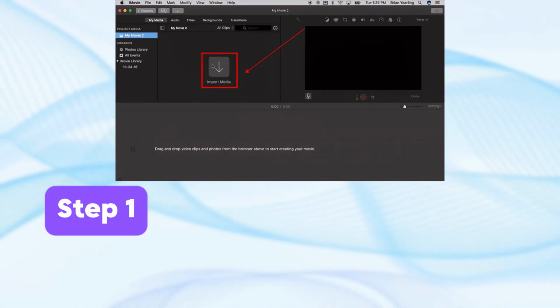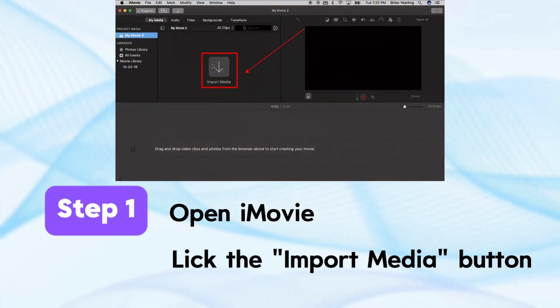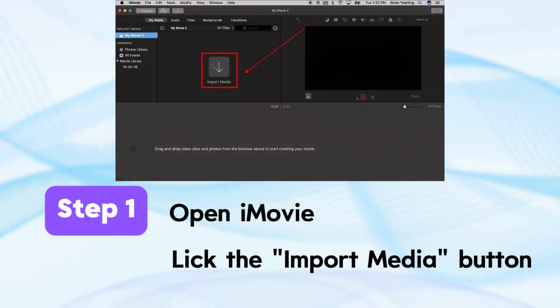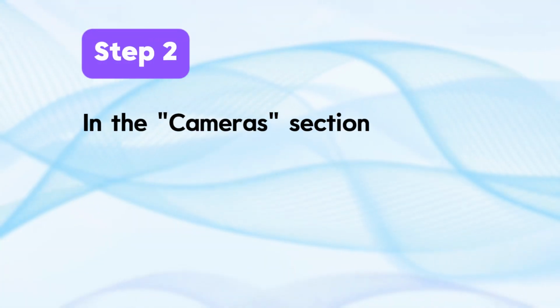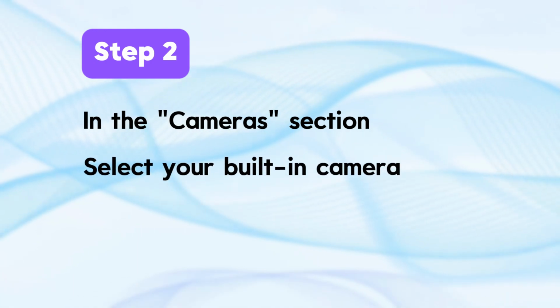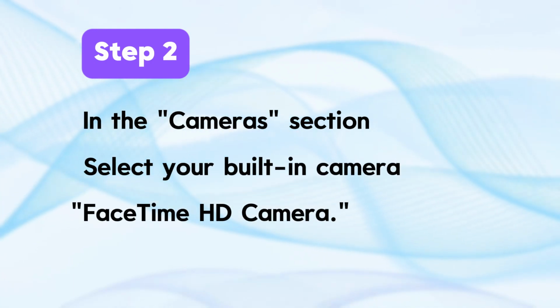Step 1. First, open iMovie. Locate and click the Import Media button in the toolbar. Step 2. In the Cameras section on the left sidebar of the import window, select your built-in camera, which is the FaceTime HD camera.